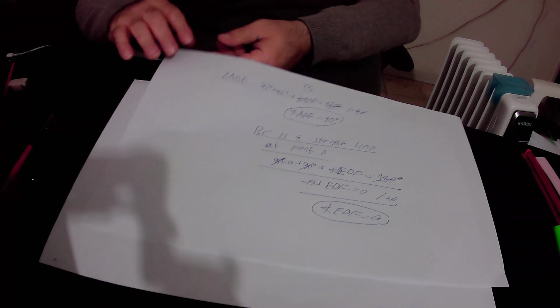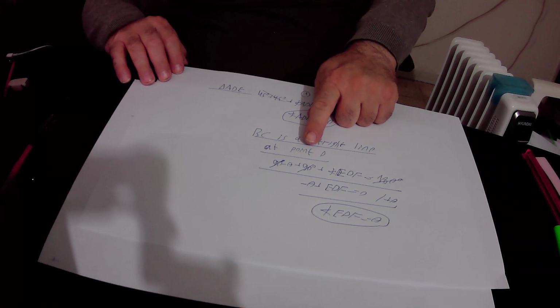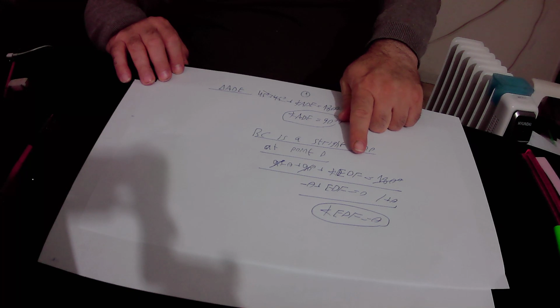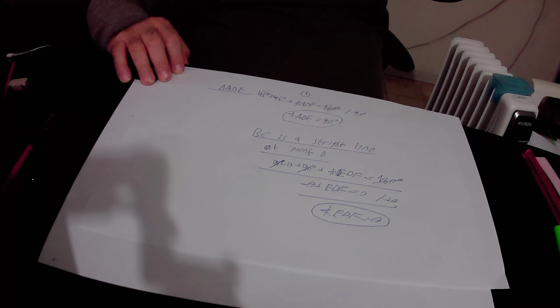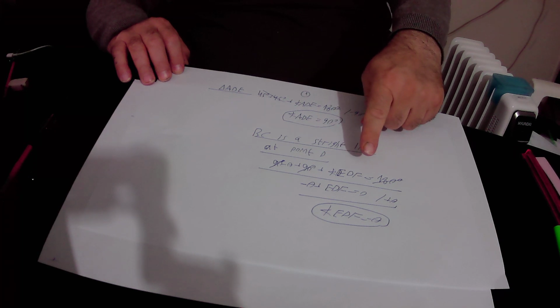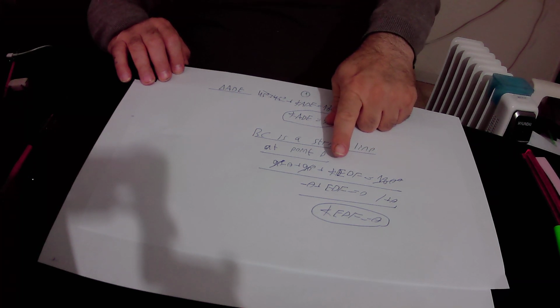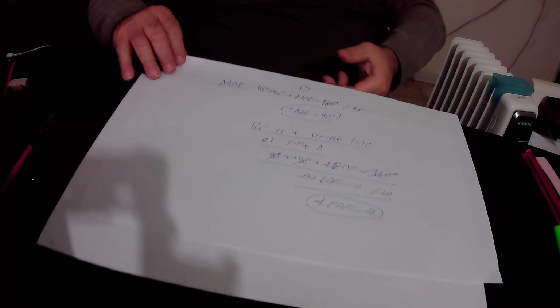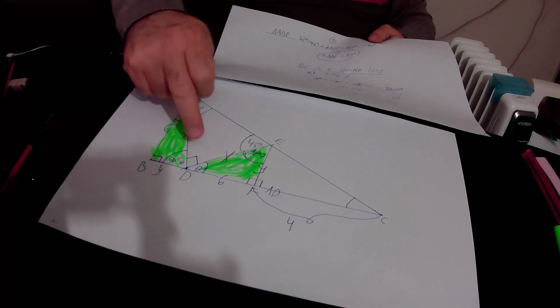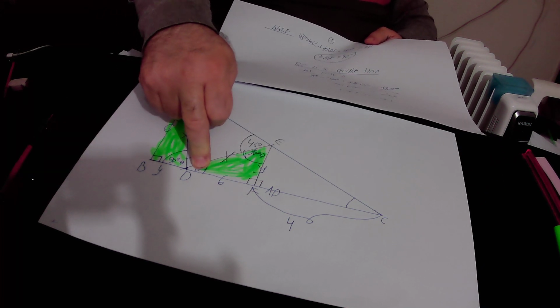So 90 degrees minus theta plus 90 degrees plus the missing angle, this is angle EDF, in total must be equal to 180 degrees. We subtracted 90 degrees from this equation and found that minus theta plus angle EDF must be equal to 0. We added theta to this equation and found that the missing angle is equal to theta.